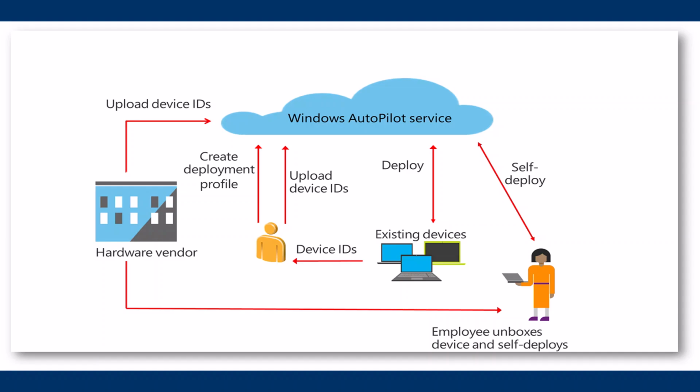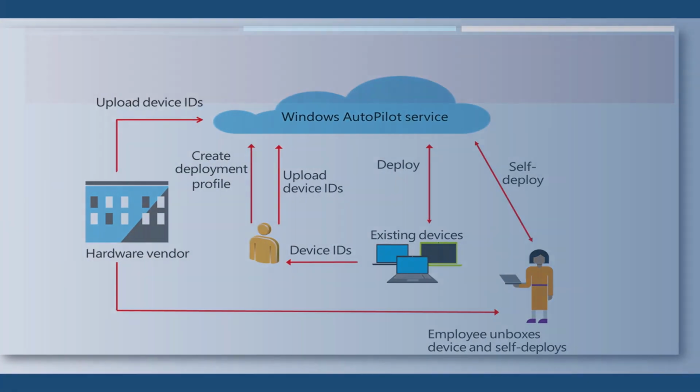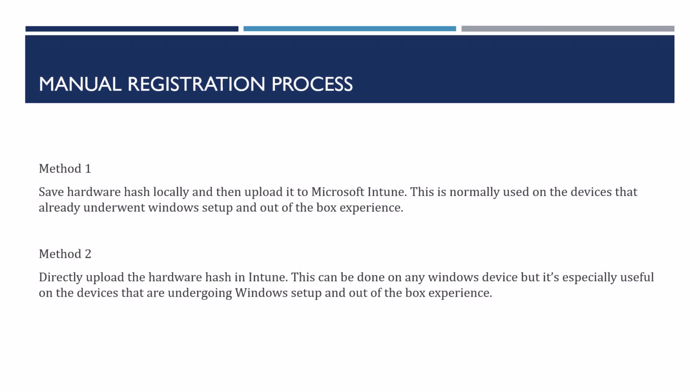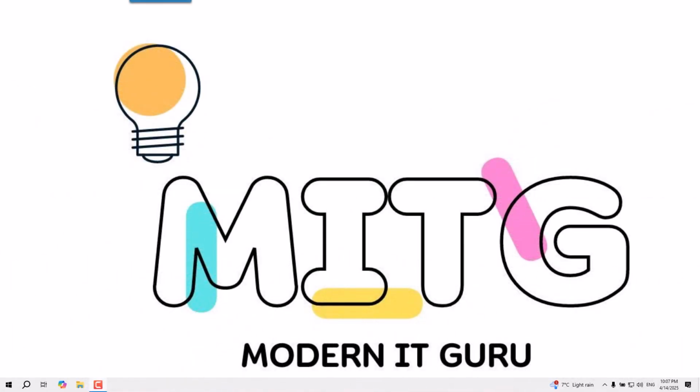and register again. There are two methods in the manual registration process. Method 1 is to save the hardware hash locally and then upload it to Microsoft Intune. This is normally used on devices that have already undergone Windows setup and out-of-the-box experience. Method 2 is to directly upload the hardware hash in Intune. This can be done on any device, but it's especially useful on devices that are undergoing Windows setup and out-of-the-box experience. We will discuss both methods in detail, so let's begin with Method 1.